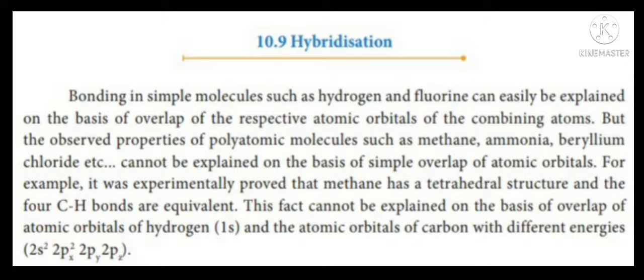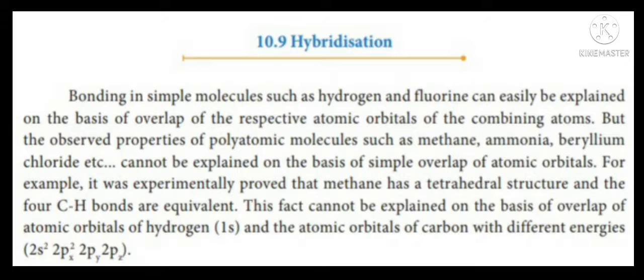The bonding in simple molecules such as hydrogen molecule and fluorine molecule can be explained on the basis of valence bond theory. But the observed properties of polyatomic molecules such as methane, ammonia, beryllium chloride, etc. cannot be explained on the basis of valence bond theory. For example, the structure of methane is tetrahedral and it contains 4 carbon-hydrogen bonds. All the 4 carbon-hydrogen bonds are equivalent.